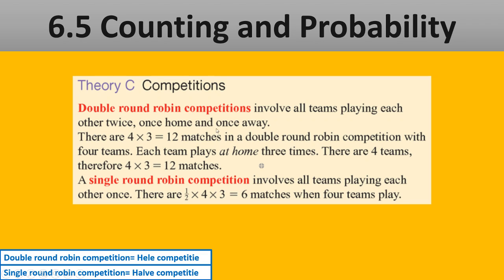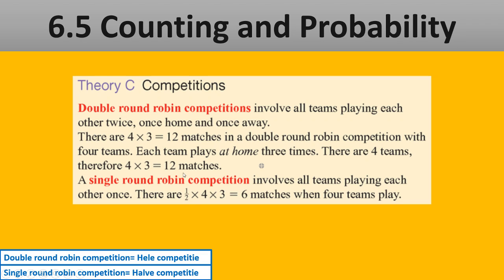Double round robin competitions are quite easy to calculate, because what you're going to do, you're going to take the total amount of teams. So let's say there are 4 teams here. If they play a double round robin competition, they do 4 times 3 is 12 matches. Why 3? 1 less than the total amount of teams. So 4 times 3. Okay? So if I had 8 teams, it would be 8 times 7. If I have 18 teams, as in the Eredivisie, it's 18 times 17.